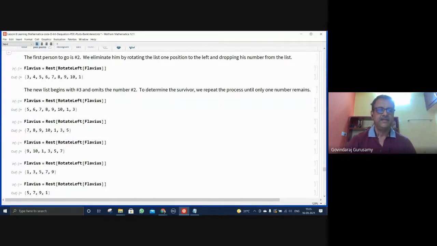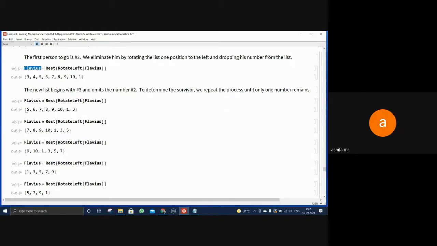Okay, so what do you do? Rest, rotate, previous, which is being redefined now with the 9 people. Put it here. Repeat again. You can see, rotate left. He is here, and that other fellow has been dropped. Okay, so 4 is dropped.